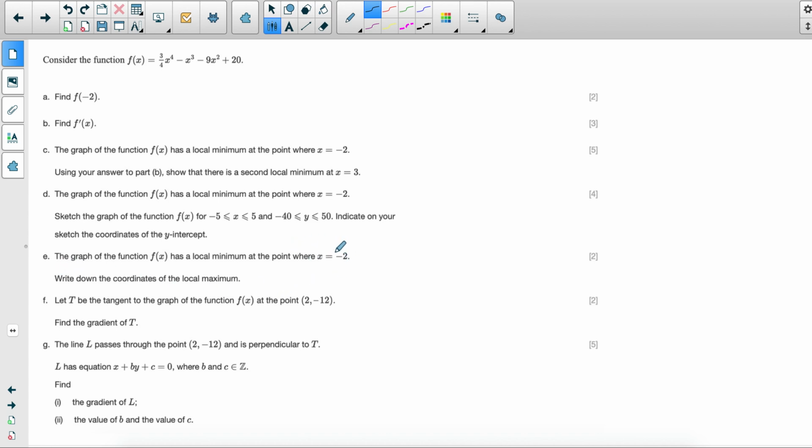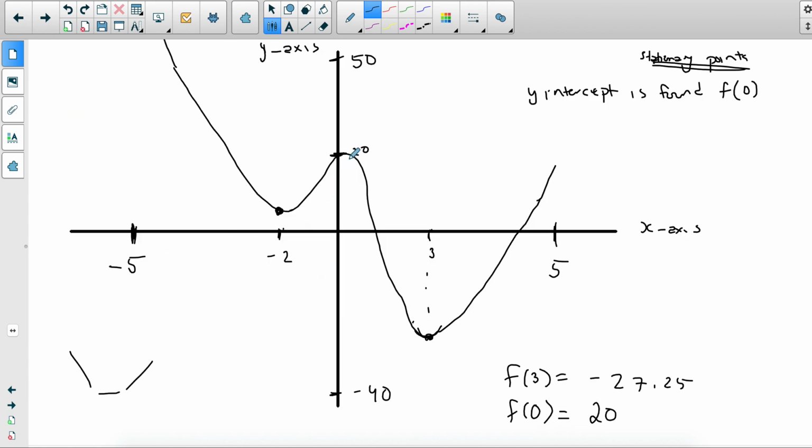again using this fact that x is equal to -2, write down the coordinates of the local maximum. So back to your graph, obviously the local maximum will be somewhere here. And there is a reason why they wanted the graph first, and there might be a reason why they wanted the y-intercept, because, well, maybe 0 is the local maximum.